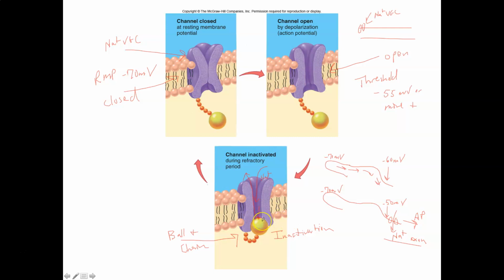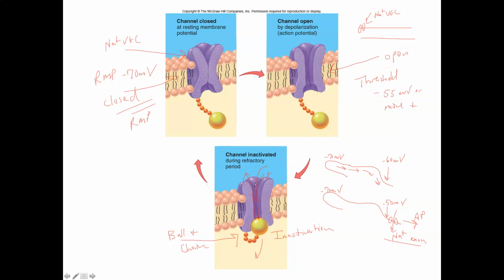So inactivation will prevent a neuron from responding for a certain amount of time until that ball and chain structure moves, and then we get back to the original closed state that we see in resting membrane potential. So that is our sodium voltage gated channel. Inactivation is going to stop the movement of ions through a particular channel. Regardless of what the ion is trying to do, it can't penetrate through the membrane until that ball and chain structure is out of the way.